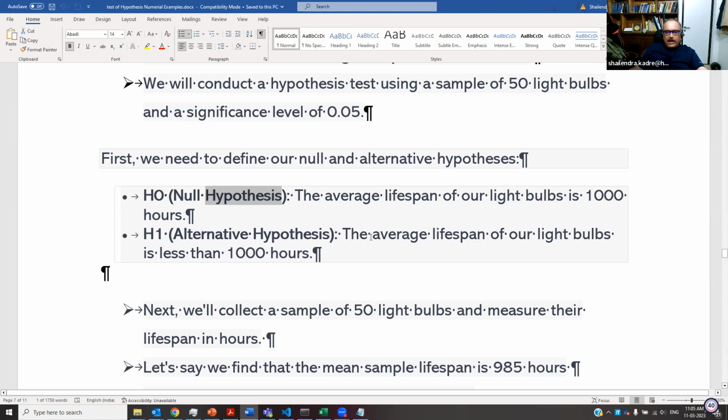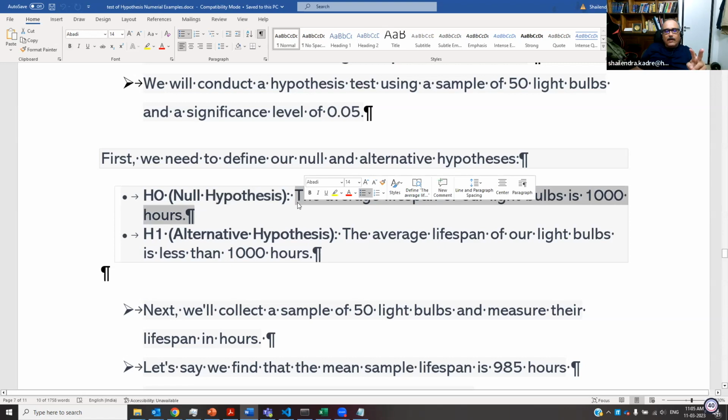The alternate hypothesis is that the average lifespan of our light bulbs is less than 1,000 hours. We are not using not equal to, because not equal to means it can be less than 1,000 or more than 1,000. If it is 10,000 or more, it would mix into our null hypothesis. So we have to test the alternate hypothesis that the average lifespan is less than 1,000 hours. Less than means it is a left tail test.